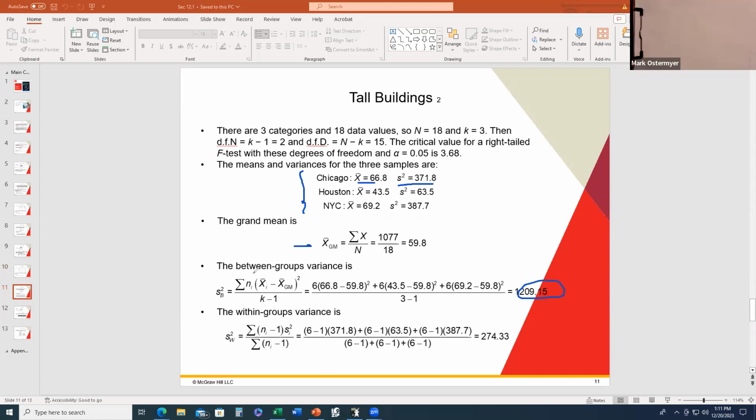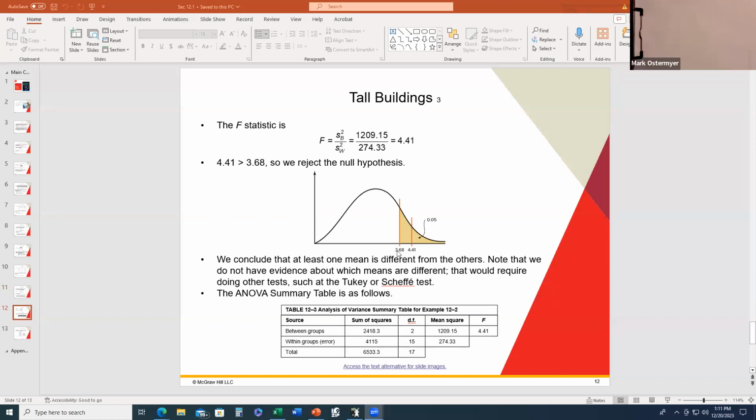This is the grand mean. And then you use the formulas we used before. This is your variance between and your variance within the treatment levels. And notice you get 1209.15 versus 274.33. If you take this 1209.15 and divide it by 274.33, you get the test statistic, the F variance ratio. And what does that work out to give us? 4.41. All right.